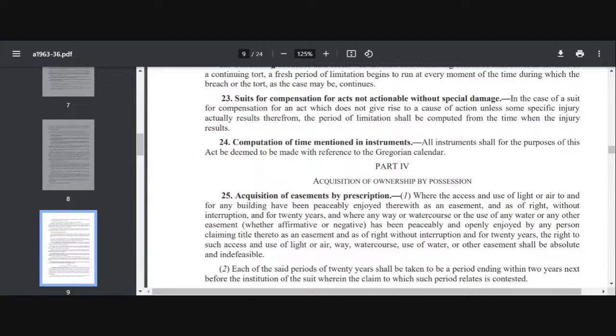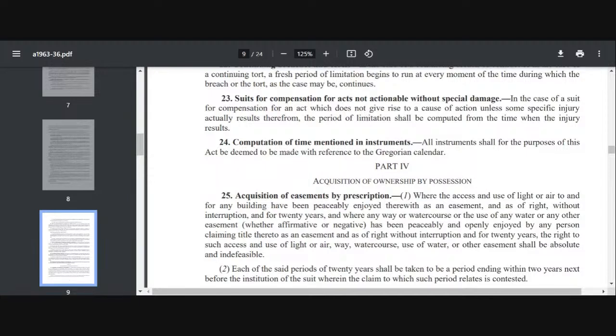Now come to 24, computation of time mentioned in instrument. Now here, the instrument which is used for computation of time period. Now there are many kinds of calendar. There is Islamic calendar, there is Bengali calendar, there are other calendars also which people follow. But for the computation of limitation period, according to the Limitation Act, you have to follow the Gregorian calendar. Which calendar needs to be followed?